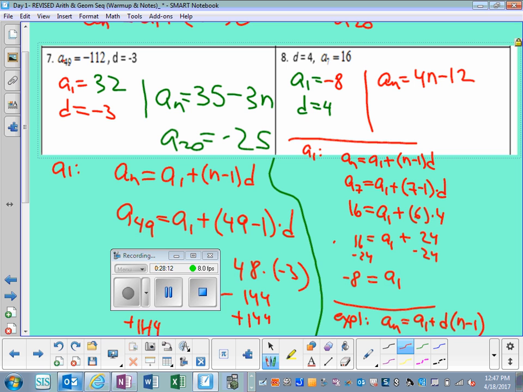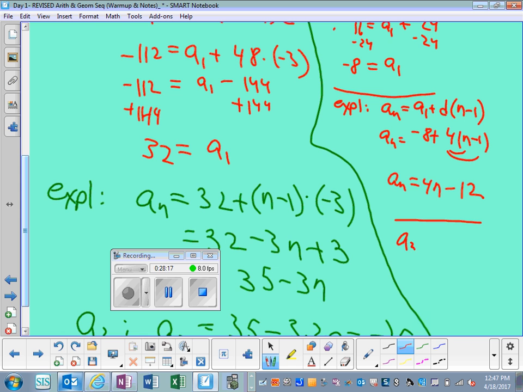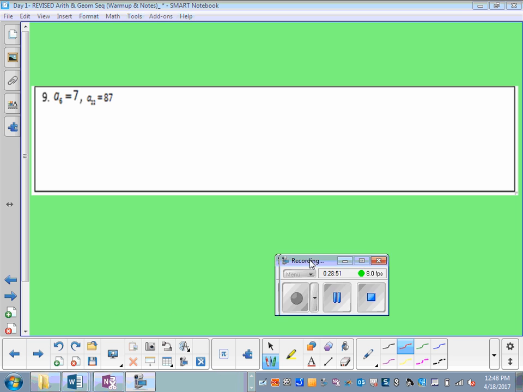Questions? Then I can use this formula to find a20, because a20 is just this formula with n equals 20, so 4 times 20 minus 12, which is 80 minus 12, which is 68. So a20 is 68. Questions? You don't need to practice this, but we need to move on. Oh no, we have one more. But you will practice more with this at home.